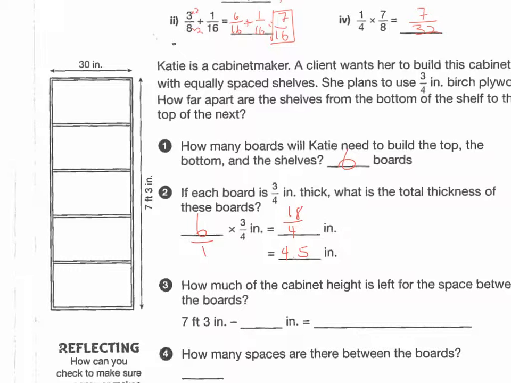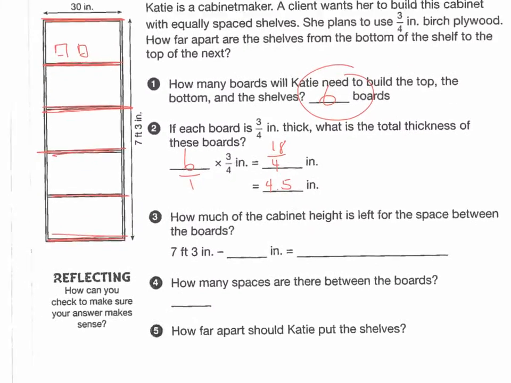Alright, I'm just going to backtrack a little bit. You're probably wondering, where did I get 6 boards here? Well, here's one board, there's a second one, third one, fourth one, fifth one, sixth one, okay? And you could put your little figurines on top of the shelves or whatever. So she needs 6 boards.